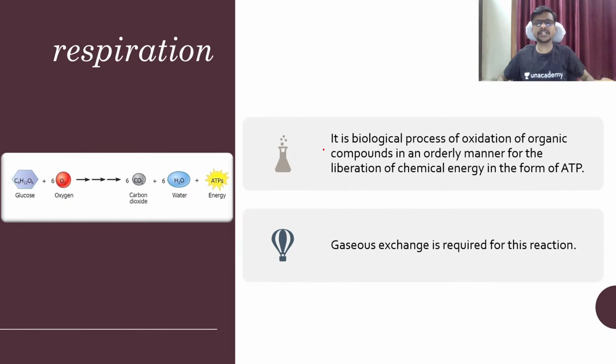Okay, so let's start, guys. Gaseous exchange is also required for the synthesis of ATP, for this respiration reaction. Why gaseous exchange? So the first thing, respiration requires an input of oxygen. Okay, so oxygen is very necessary, it is required for the respiratory process. And the second thing, carbon dioxide is going to be liberated. Carbon dioxide is going to move out of the cell, so gaseous exchange is required. So let's see the next one.